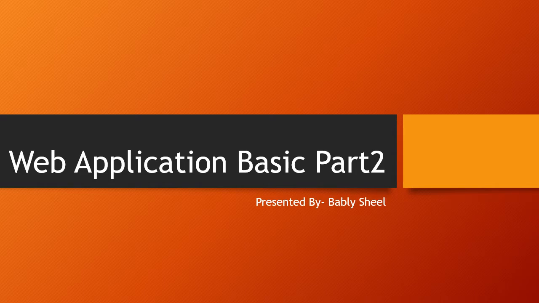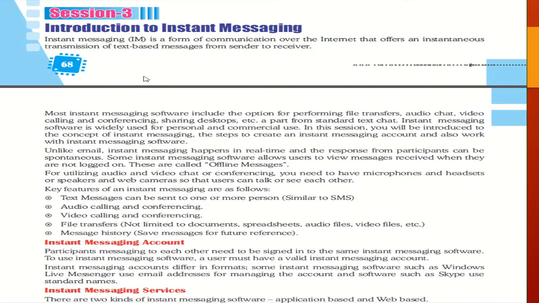Let us see. So, instant messaging. What do you mean by instant messaging? Instant messaging is the form of communication over the internet that offers an instantaneous transmission of text-based messages from sender to receiver. I think you all do the conversation, isn't it? In the form of some or the other thing, like in the text form or the audio form or the video form or transferring the file or checking the messages history. By one or the other form you use to message something.